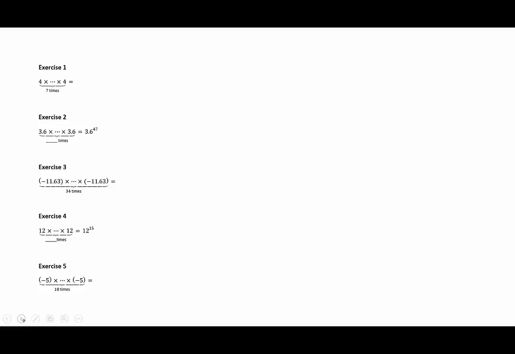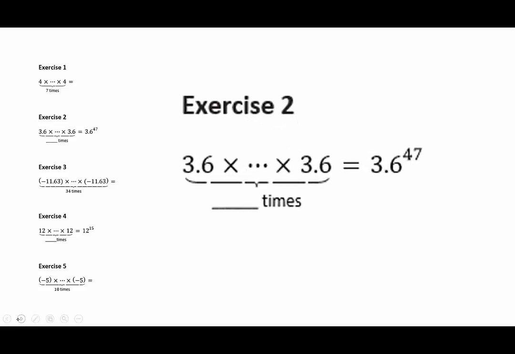So let's start looking at the exercises in your workbook. This first exercise says 4 times 4 times 4, 7 times. So how are we going to write that? We're going to write it with a base of 4 and an exponent power of 7. In your second exercise, which you should be writing into your notebook, we have 3.6 multiplied a bunch of times, and the answer is 3.6 to the 47th power. So how many times do we multiply 3.6 by itself? We multiplied it 47 times.